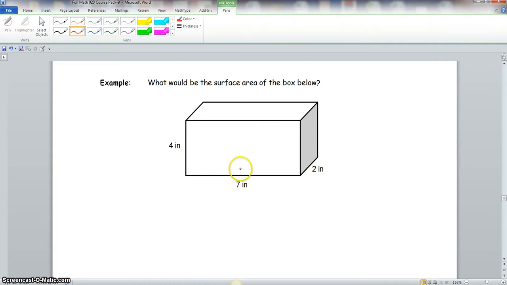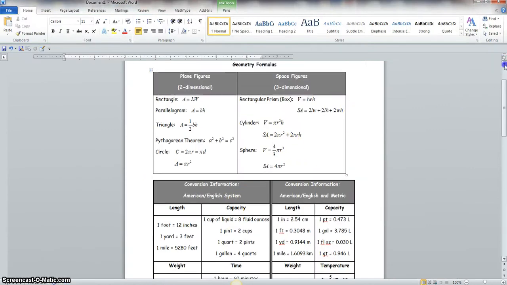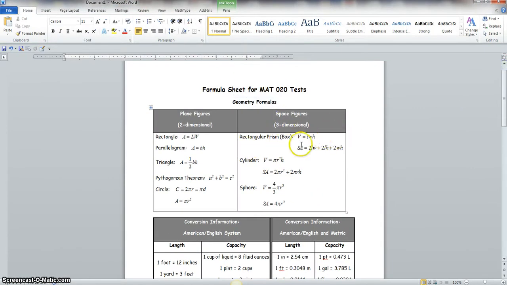Okay, now we need a surface area formula. Now we could just do this. This looks like all rectangles all together here. And so we could just do the area of a rectangle and do that 1, 2, 3, 4, 5, 6 times. Or we could use this formula sheet that you have on page 315 of your course pack. If you look under rectangular prism, it gives you the surface area. The surface area is 2 times the length times width plus 2 times the length times height plus 2 times the width times the height.